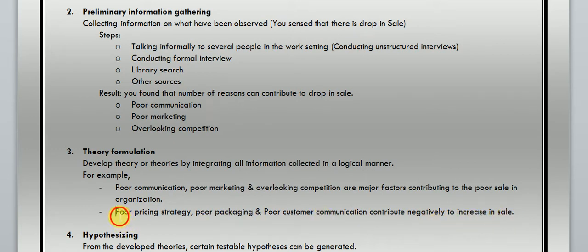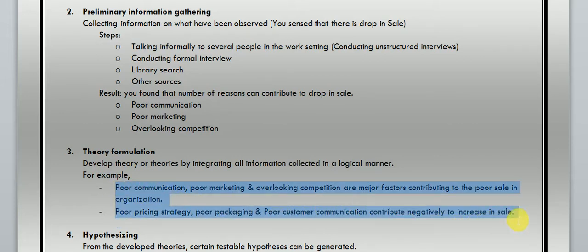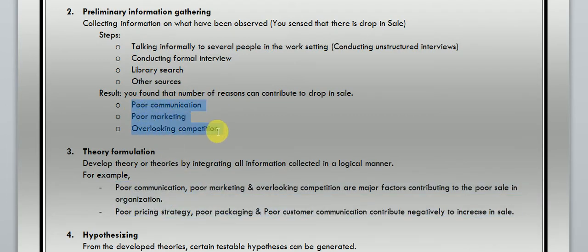So dear students, this is a theory, and this theory you have developed out of the information you have collected. Keep in mind, in theory formulation we develop a theory or theories by integrating all the information collected. Look, in these two cases we have developed two theories in a manner in which we have integrated all these three pieces of information in a logical manner which makes sense.